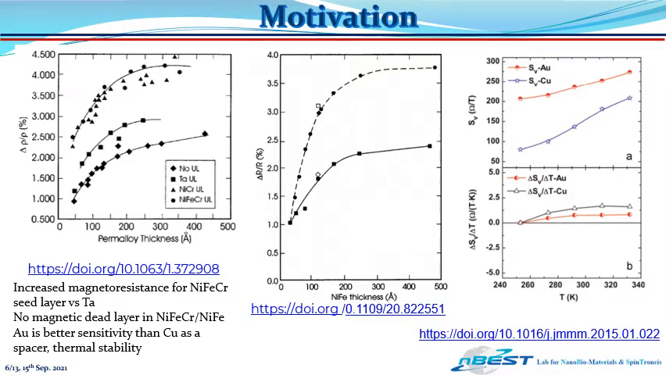In this work, we were motivated to use the nickel iron chromium seed and capping layer because it is reported in the literature that the use of nickel iron chromium with nickel iron as a single layer gives an increased magnetoresistance value, as well as the introduction of the gold spacer layer versus the copper spacer layer. It has increased sensitivity as well as better thermal stability. Hence, we thought about combining both in one structure.